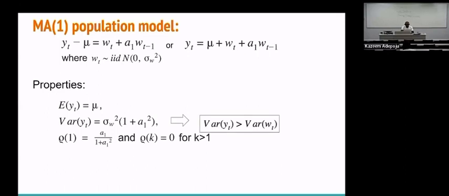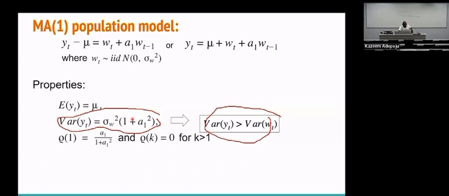If you take a look at this, that implies the variance of a Y_t that follows a moving average model of order 1 will be greater than the variance of a white noise. Because the variance of a white noise is sigma squared W, multiplied by this factor. Automatically, the variance of Y_t will be greater because of the fact that (1 plus a1 squared) is going to be greater than 1. Does that make sense? So the variance of Y_t that follows an MA(1) model will be greater than the variance of the white noise. I just wanted to take note of that.